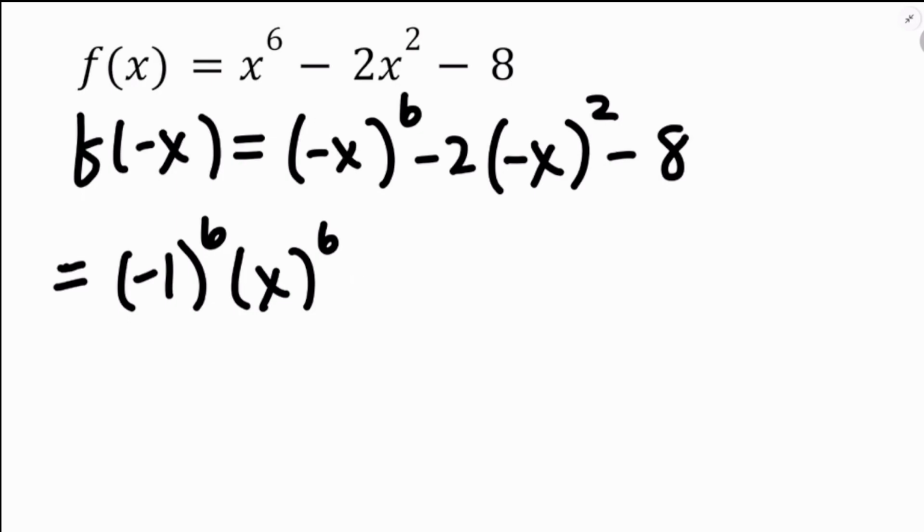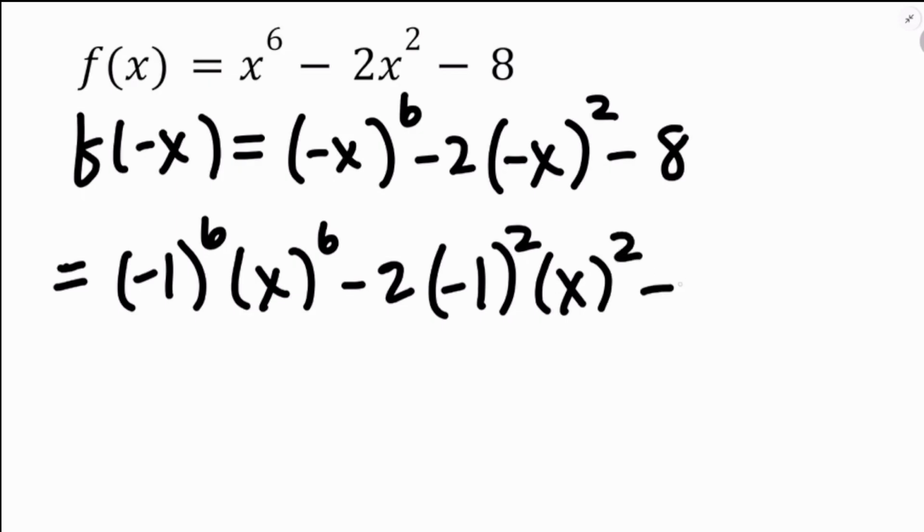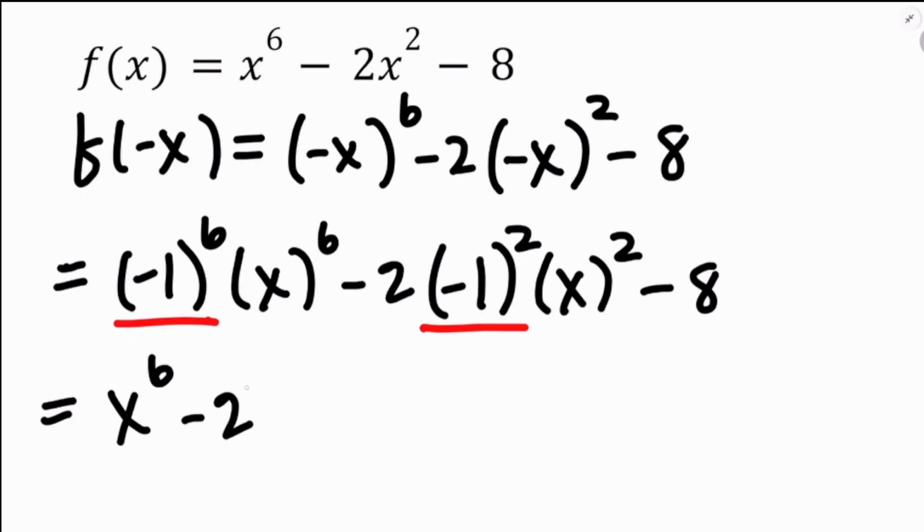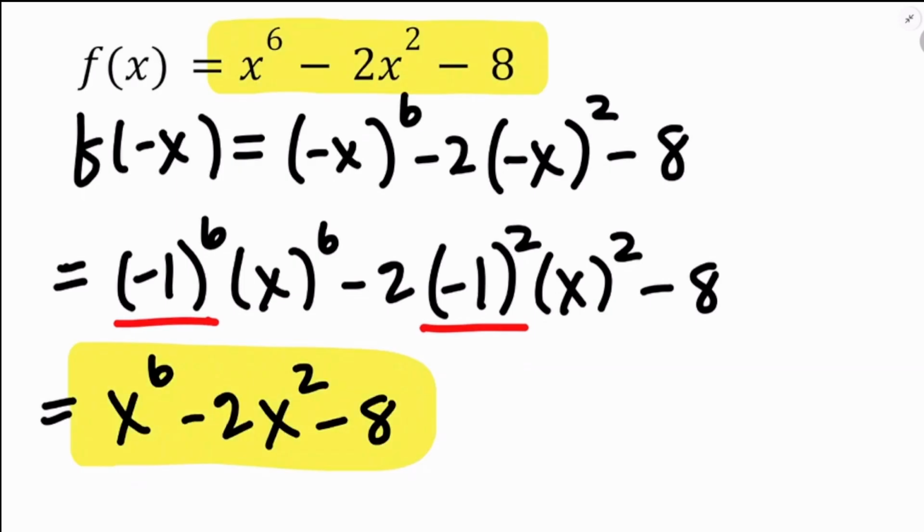Okay, so minus 2 times negative x squared is going to be negative 1 squared times x squared, and then I'm still subtracting 8. And what you need to know in this class is that negative 1 to the 6th and negative 1 squared, those are positive 1. So this is going to be equal to 1x to the 6th minus 2 times 1x squared minus 8. Now look, f of x was equal to f of negative x, so we conclude that f is an even function.